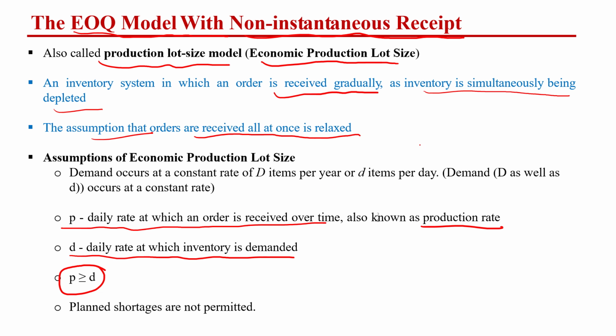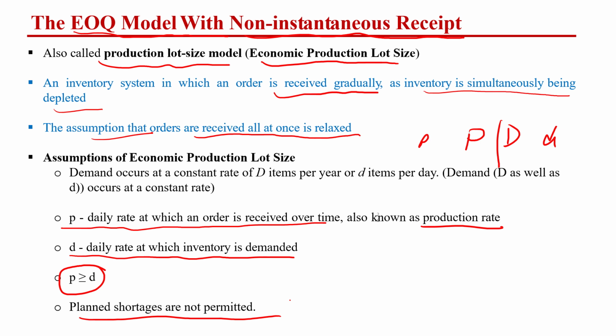For the small p, I am going to use the daily production rate. For the capital P, I'm using the annual production rate. Same as capital D, we are using the annual demand, and small d is used for the daily demand rate. Again, in this model we are saying that no planned shortages are allowed.